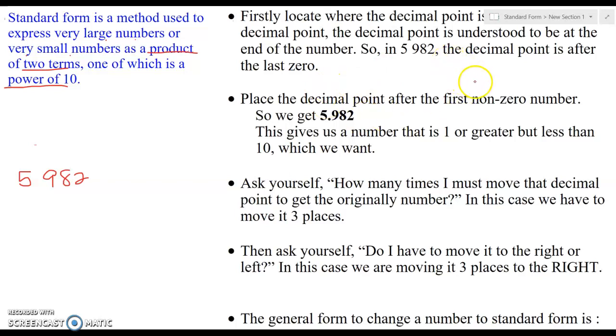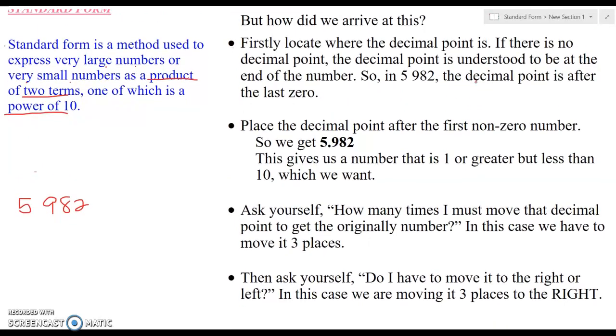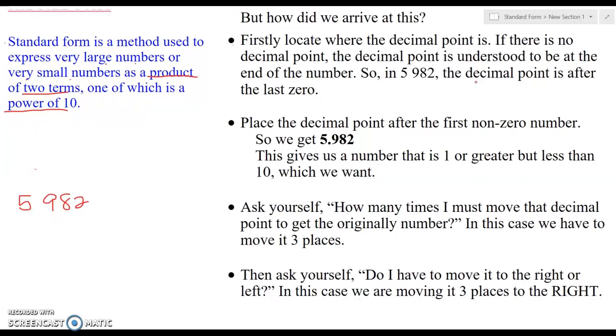So we're looking at 5,982. Are we seeing a decimal point here? Look at the number I wrote at the side. Are we seeing a decimal point? No, we are not. When we do not see a decimal point, the decimal point is understood to be at the end of the number. The decimal point is usually invisible when you don't see it at the end, but it's there. Just know it's there. Alright, so we know where our decimal point is.